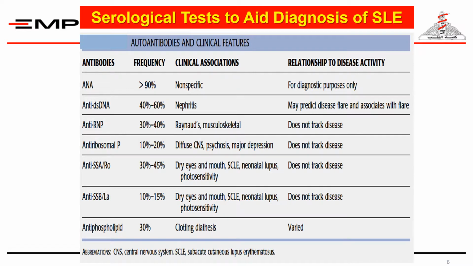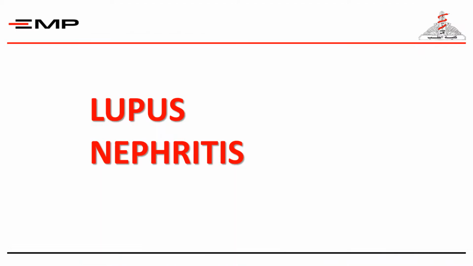Anti-SSA, or anti-Ro antibody, is present in about 30 to 45% of cases and associated with dry eye and mouth, subacute cutaneous lupus, neonatal lupus, and photosensitivity. Anti-SSB, or anti-La antibody, is present in 10 to 15% and also associated with the same manifestations as anti-Ro. Antiphospholipid antibodies are present in about a third of cases and associated with clotting diathesis in these cases.